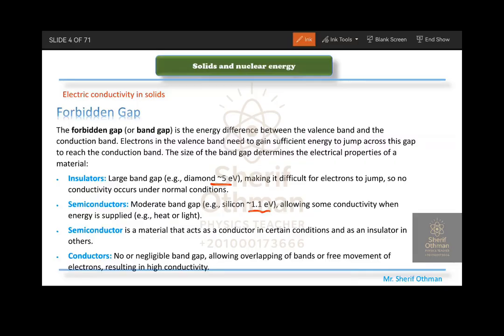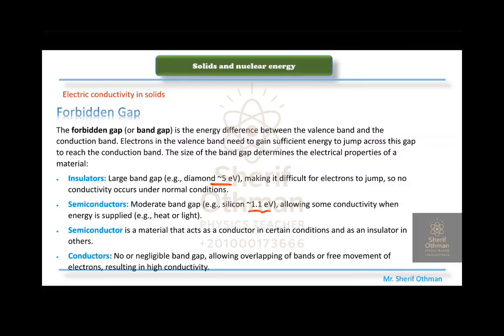Conductors: no or negligible band gap. There is no band gap. Electrons don't require energy to move from the valence band to the conduction band. No or negligible band gap allows overlapping of bands or free movement of electrons, resulting in high conductivity.